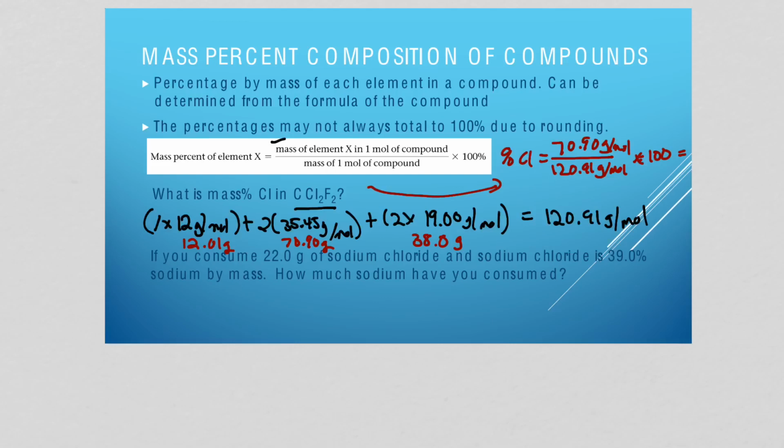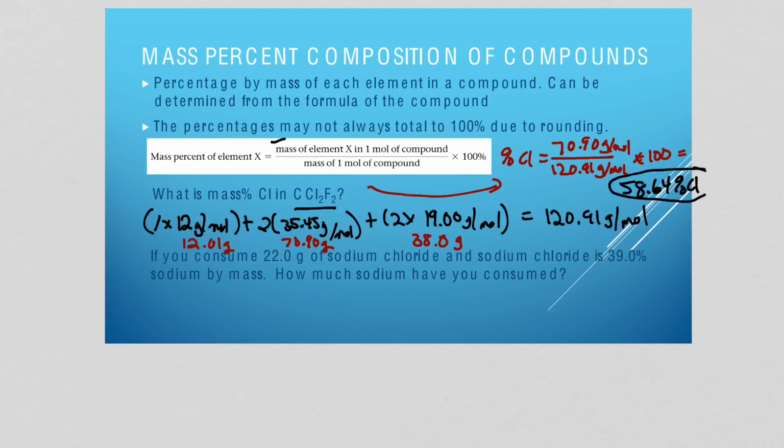So if I do that, I get that the chlorine represents 58.64% chlorine in this compound. Or 58.64% of the mass is coming from chlorine. And of course, because of constant composition, any sample of this compound is going to be 58.64% chlorine, right?